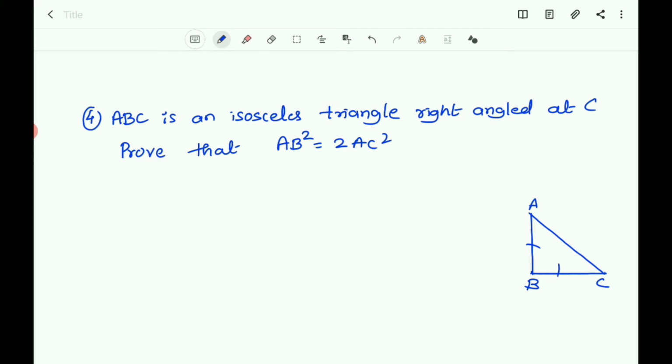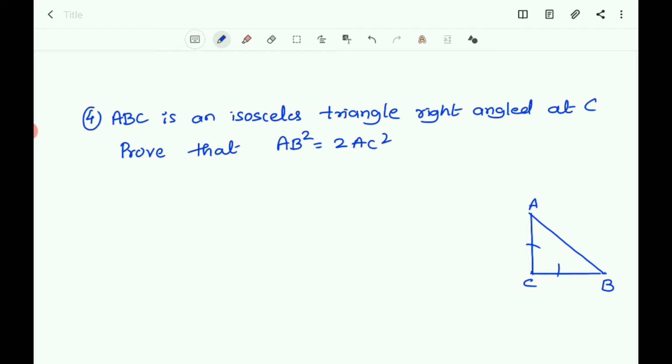ABC is an isosceles triangle, right angled at C. Prove that AB square is equals to 2AC square. Now you have the right angle triangle. It is an isosceles triangle and also it is right angled at C. So it is an isosceles right angle triangle.